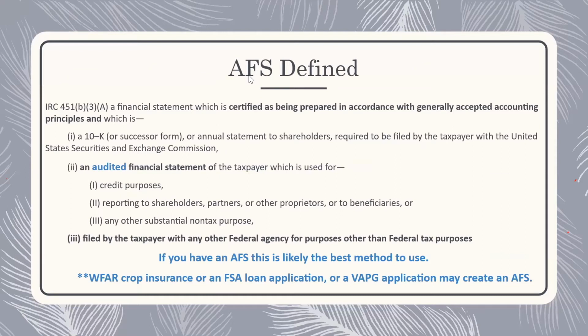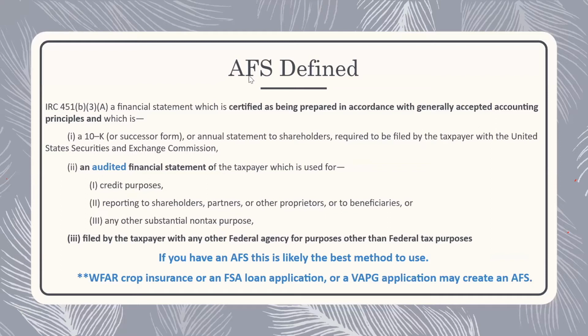AFS method means audited financial statements and some additional financial statements. I just want to highlight here, some of you may or may not understand these words. If you understand these words, they may be relevant. If you file for what's called WFAR crop insurance, whole farm adjusted revenue crop insurance, or a Farm Service Agency loan, or a value-added producer grant, you may have an alternative financial statement, and you may choose to follow this method. It may work for you. Make that decision with your tax preparer.